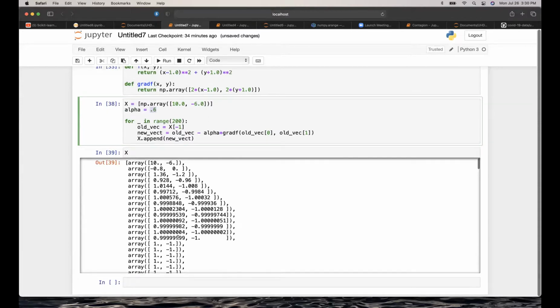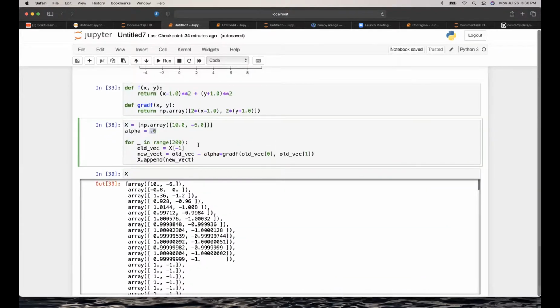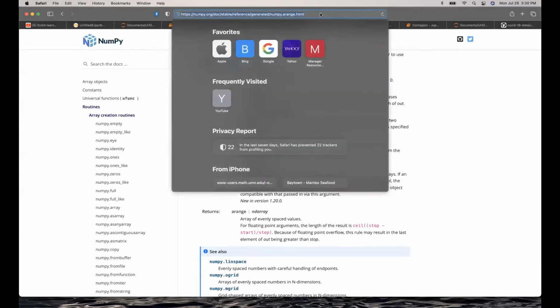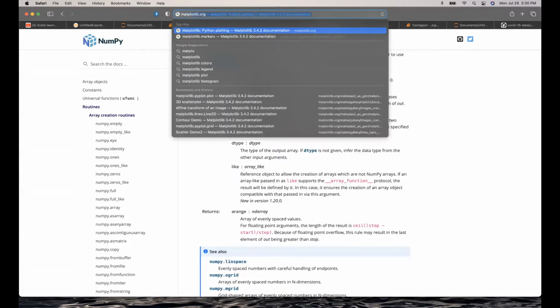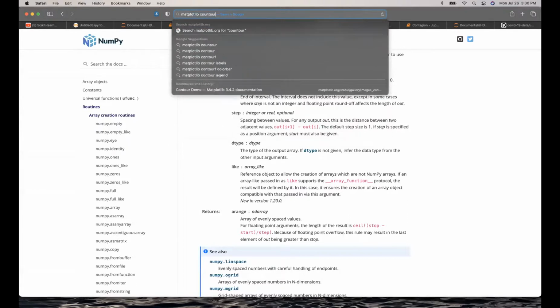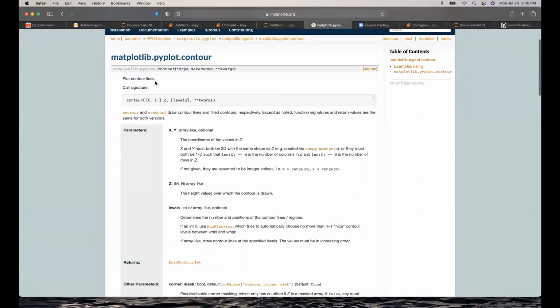Okay. So that is how gradient descent works. Okay. And you can visualize these things, but it's just a little bit more difficult. So maybe contour plot. Oh, spelled it wrong too. So you put in that and then you put in Z. Okay.